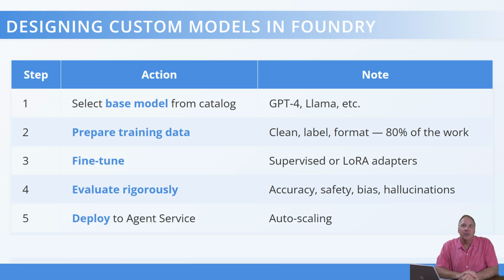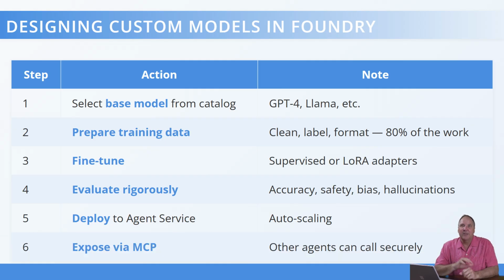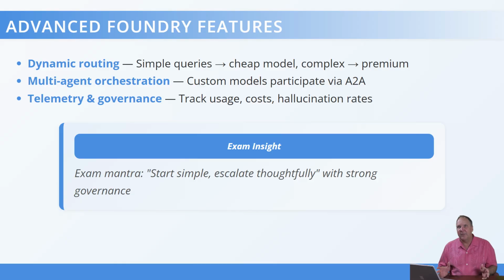Step 5, deploy to agent service. Once the evaluation passes, you can deploy. The service scales automatically. Step 6, expose via MCP. Now, other agents can call your custom model securely, just like any other tool. There's also an advanced option, dynamic routing. You can blend models, send simple queries to a cheap model, route complex queries to your premium fine-tuned model. Cost optimization at inference time.